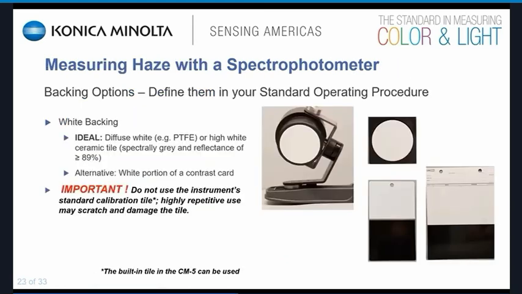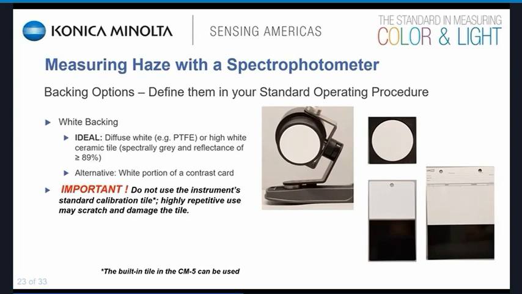But before we can start our measurement of haze and opacity, we first need to define our standard operating procedure. And in that standard operating procedure, it's very important that we specify what our white backing and our black backing materials will be for haze, because in order to get consistent results, we need to be using the same process every time.